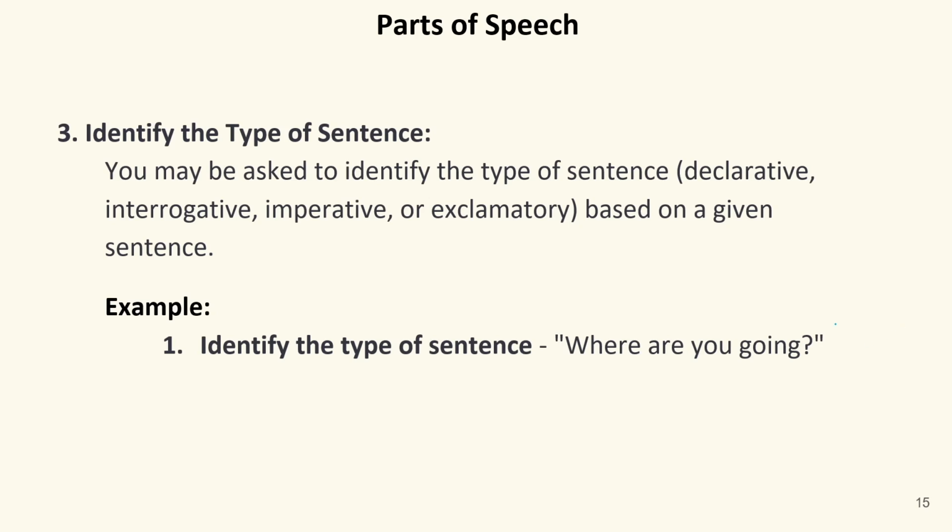Now you may be asked to identify the type of sentence, whether it is declarative or assertive, interrogative, imperative, or exclamatory, based on the given sentence. For example, if it is written, where are you going? So here where, a question word, has been used. So this is an interrogative sentence.